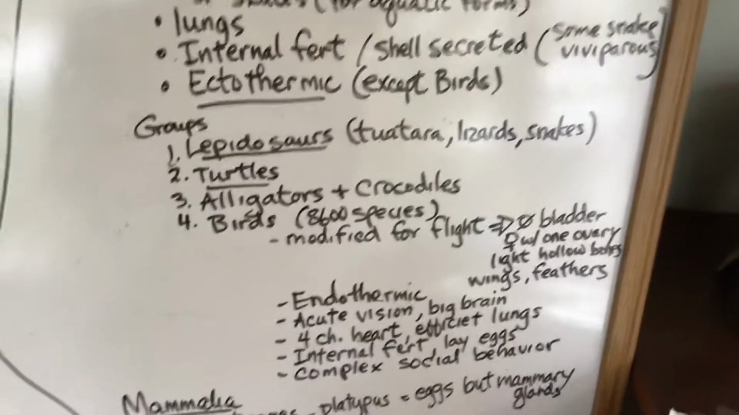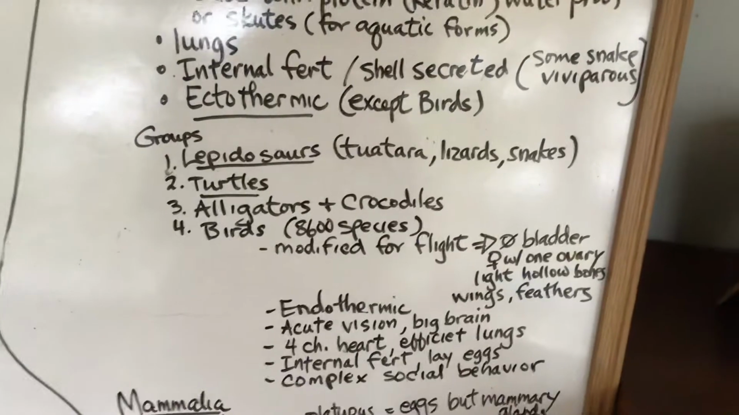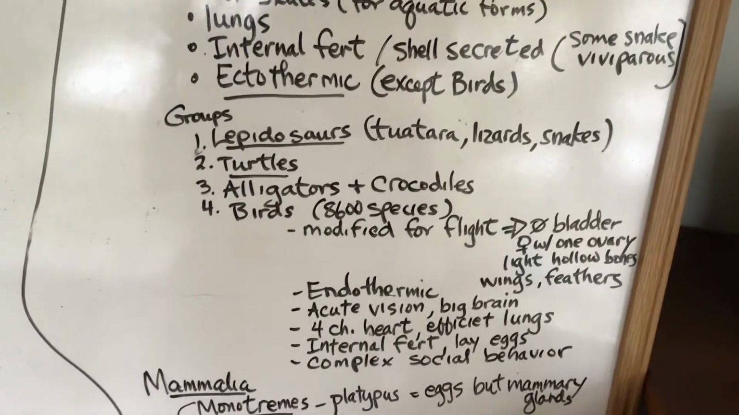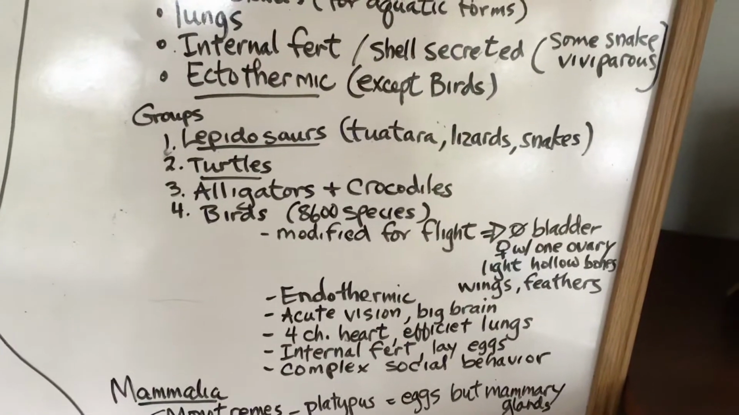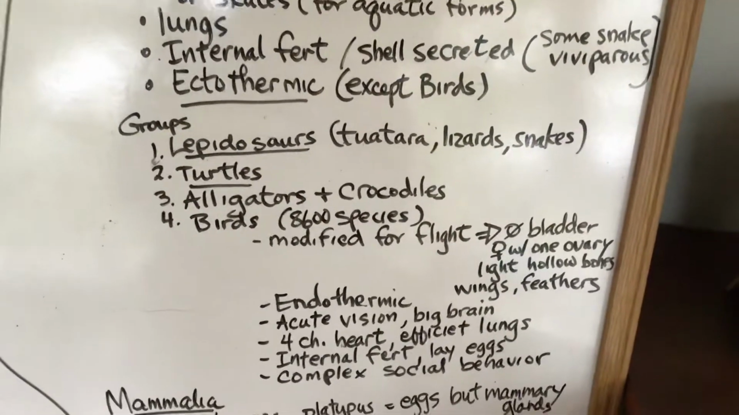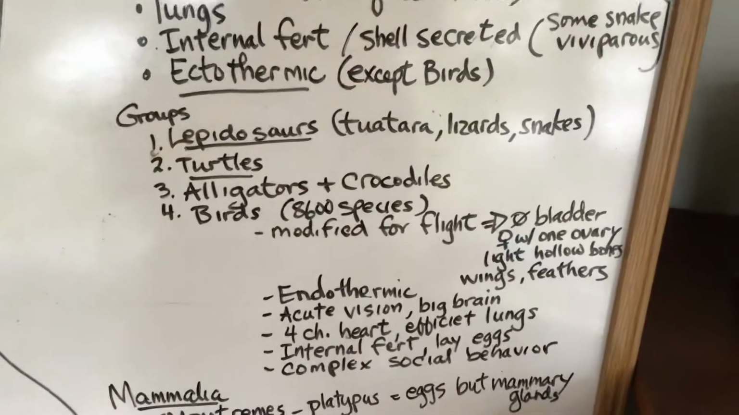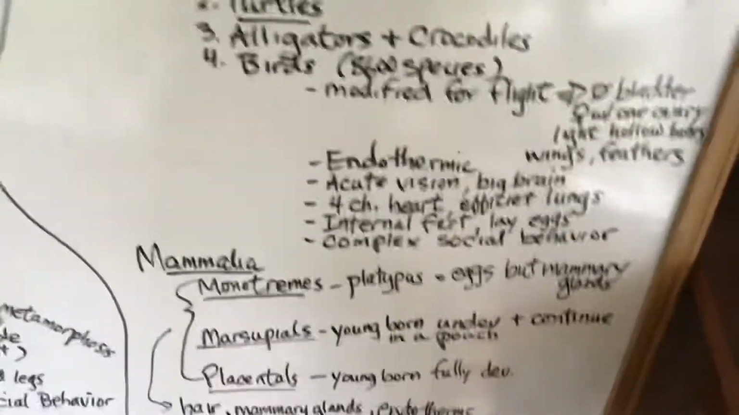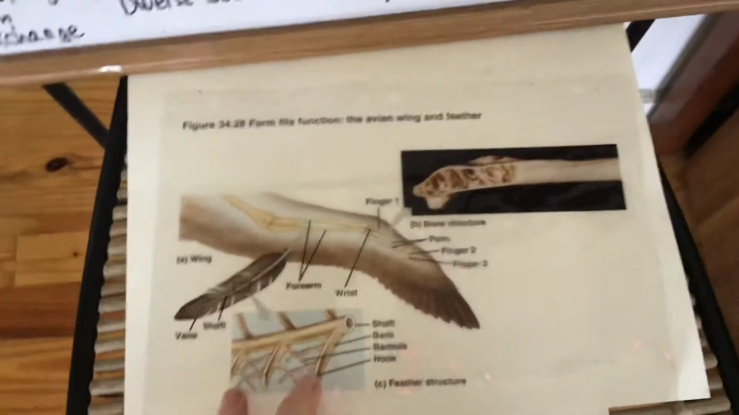And birds are kind of a special group. In fact, they used to break them off and not include them in Reptilia, but because they are endothermic, and they have a four-chambered heart, very efficient lungs, very complex social behavior, very large brains for their body, and acute vision. But they're modified for flight, so they don't have a bladder. The female only has one ovary. Their gonads are small unless they're doing reproduction. They have very light, hollow bones, and they have feathers for insulation. So insulation, because they're endothermic.